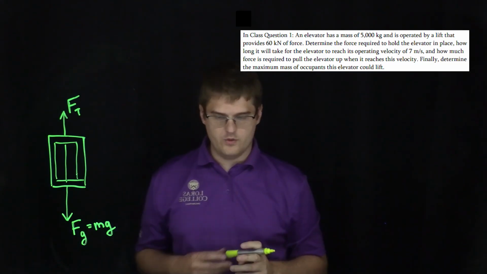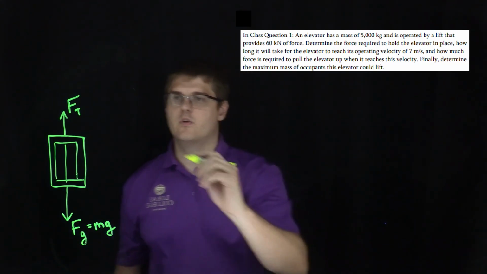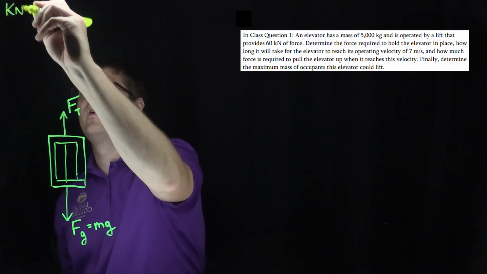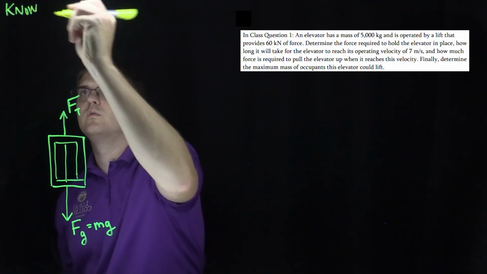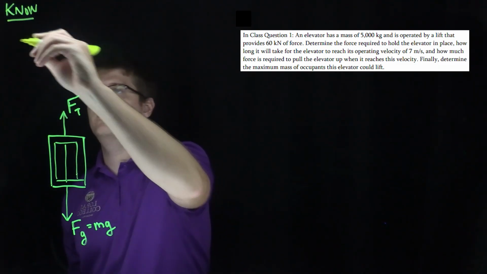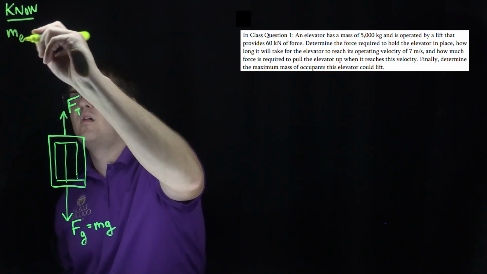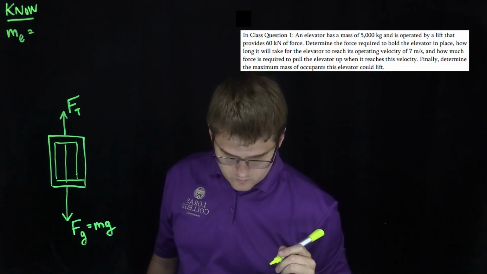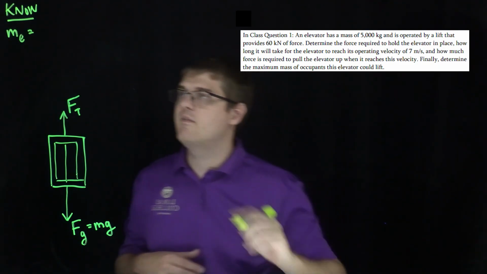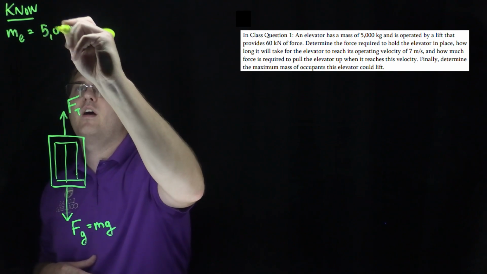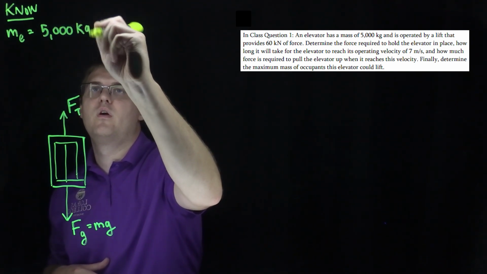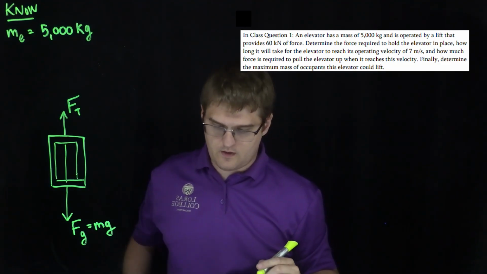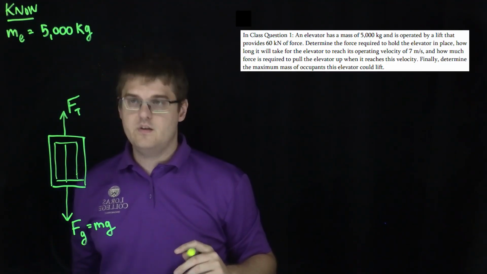We're told that an elevator has a mass, so let's get the corner. What I know is that the mass of my elevator is 5,000 kilograms. An elevator has a mass of 5,000 kilograms. It is operated by a lift that has a force of 60 kilonewtons.